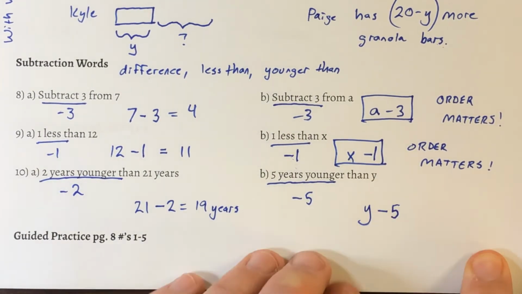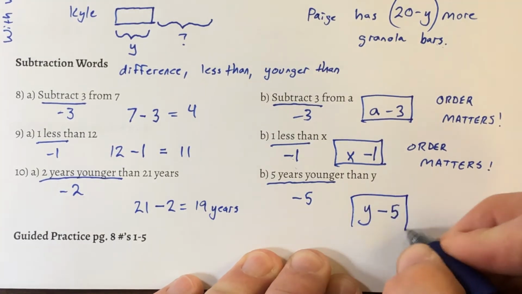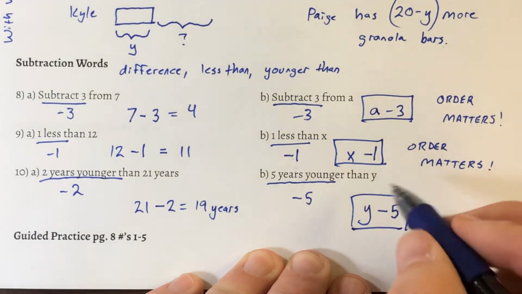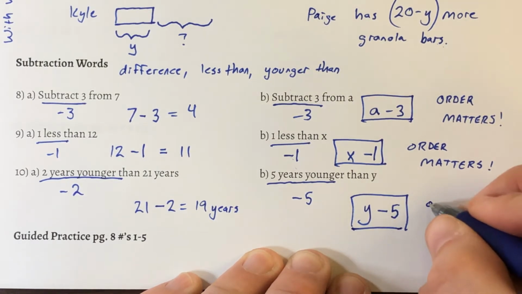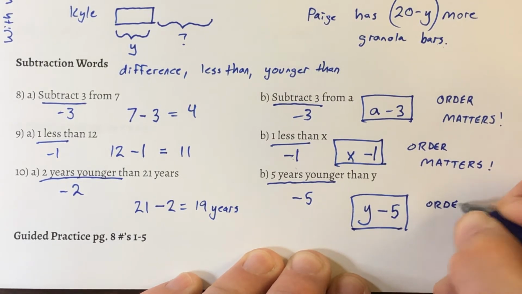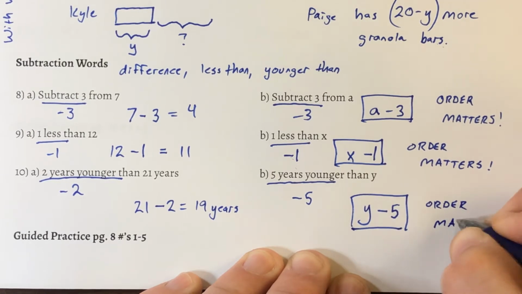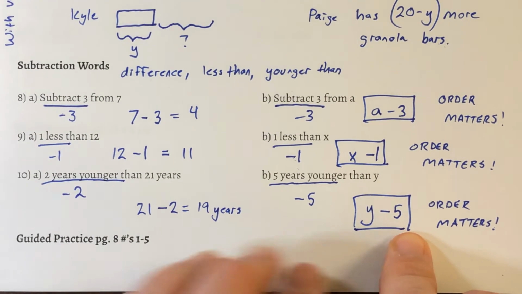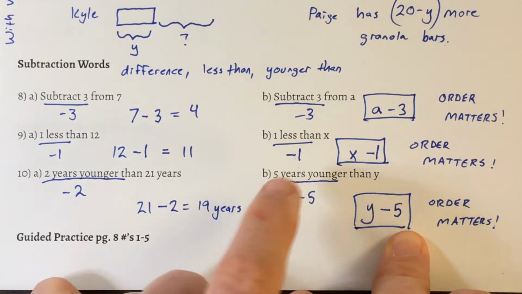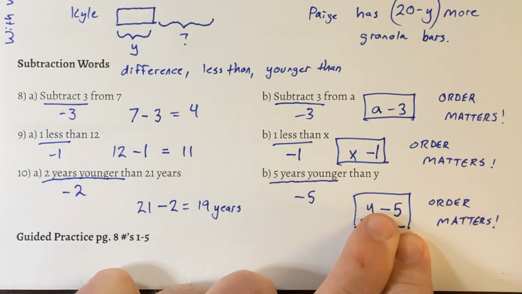Can I combine these? No. So Y minus 5 is Y minus 5. Again, order matters. You cannot say 5 minus Y. Why? Because it does not say Y years younger. It says 5 years younger. So you're going to have to take away 5.